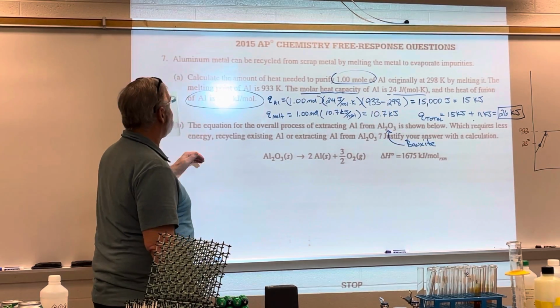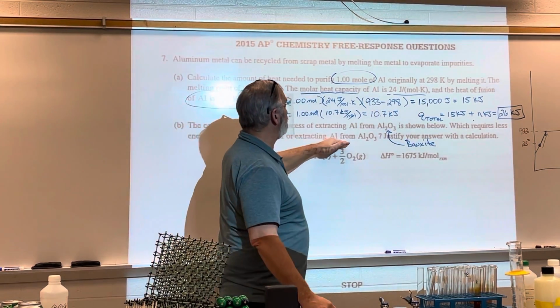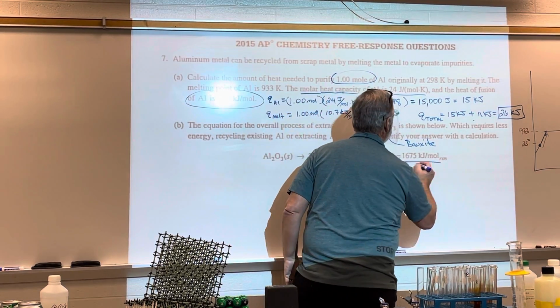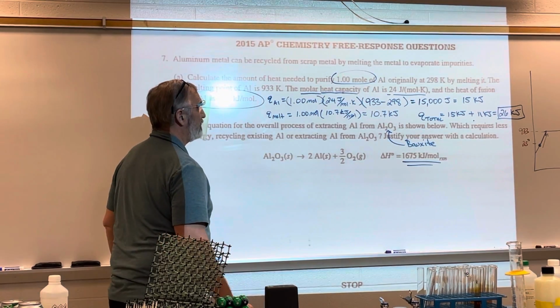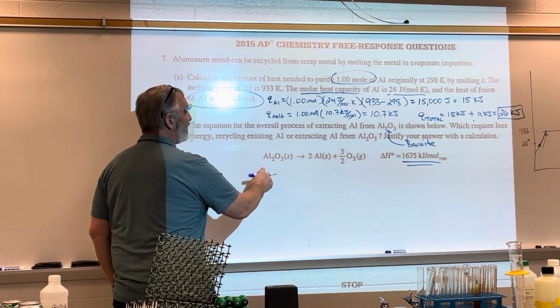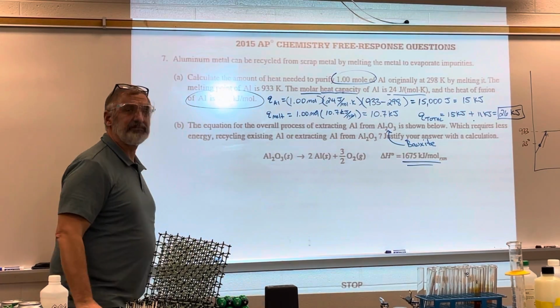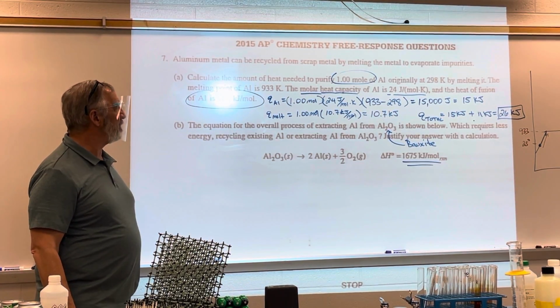Which requires less energy, recycling existing aluminum or extracting aluminum from Al2O3, given the delta H is here? Okay? So, we need to extract this. So, what do we do? How do we find this one? Again, it's one mole.